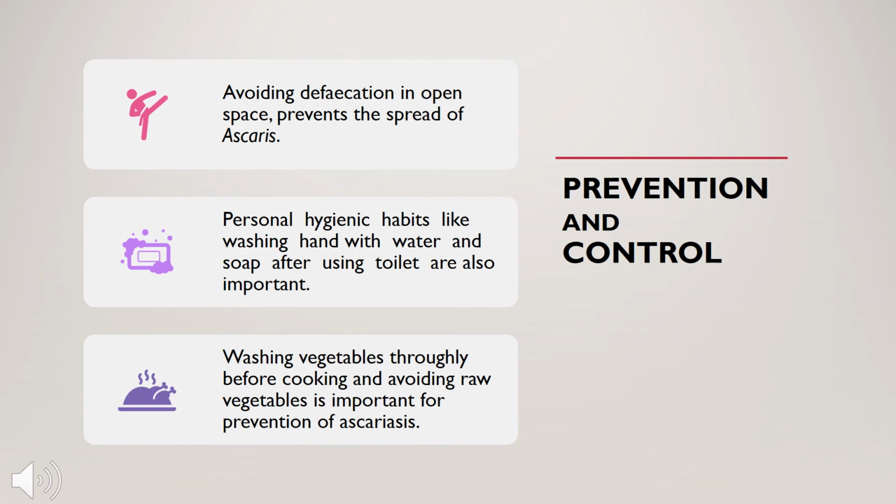Prevention and control. So what are the steps which we should take to prevent ourselves from this infection? Number 1, avoiding defecation in open space, which prevents the spread of Ascaris. That's why it is necessary and it has now become compulsory to use a toilet everywhere. We should always use a toilet. We should never defecate in open areas, as that will lead to the spread of infection.